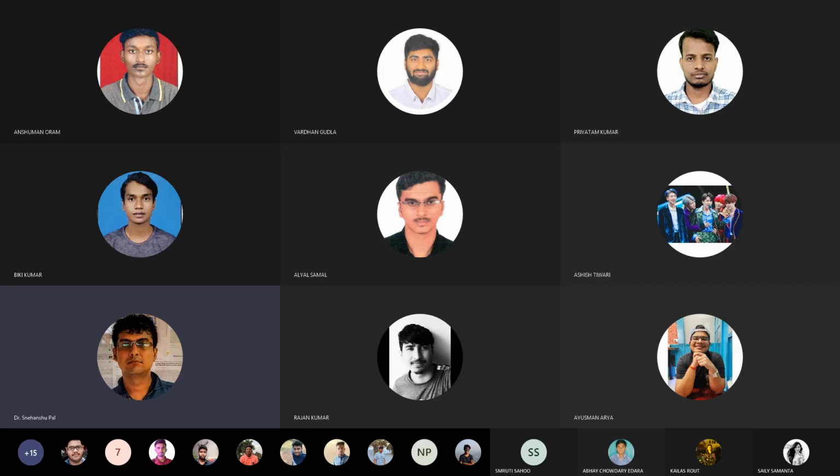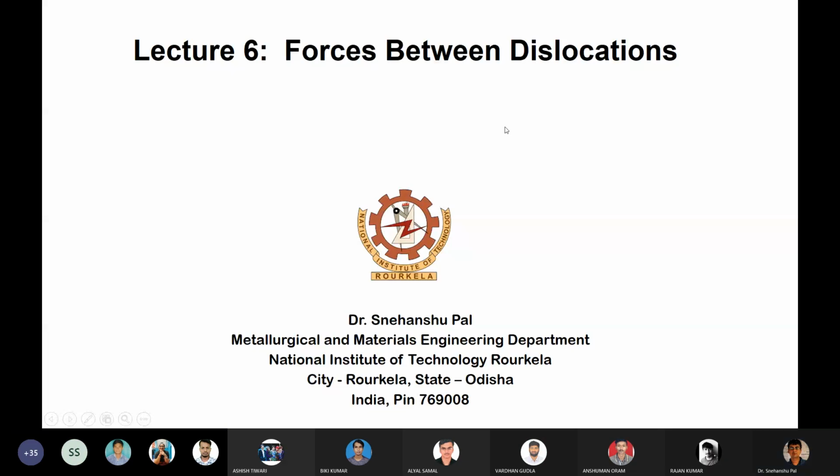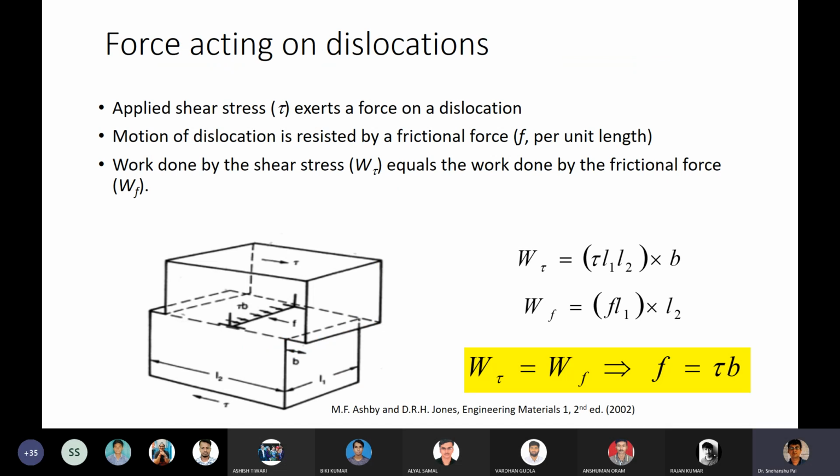Most probably. So today we are going to discuss the forces between dislocations. Now, the force acting on the dislocation is the applied shear stress. When it is applied to the dislocation, it exerts a force on the dislocation. So we know what a dislocation is. A dislocation is a line defect. And what do we mean by line defect?